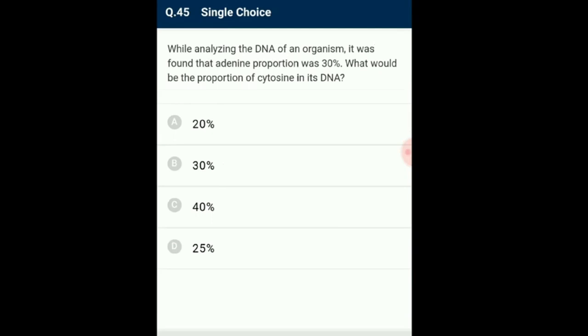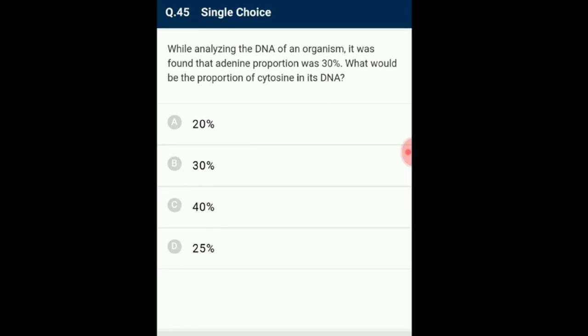Question number 45. While analyzing the DNA of an organism, it was found that adenine proportion was 30%. What would be the proportion of cytosine in its DNA? DNA is the nucleic acid that forms the genetic material in all organisms. The structure of deoxyribonucleic acid was elucidated by Watson and Crick. The DNA is a double helical structure having two antiparallel strands of polynucleotide chain joined to each other by hydrogen bonding formed between the N bases in a double-stranded DNA.